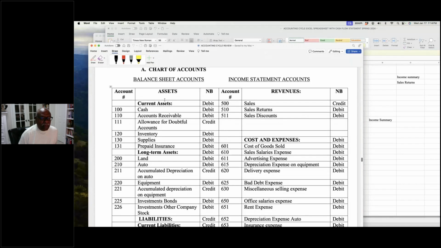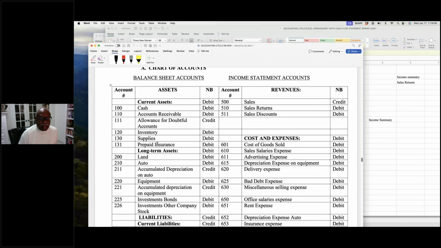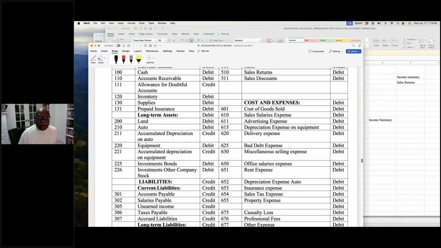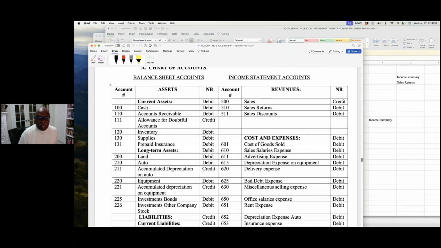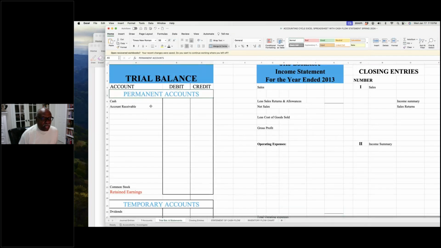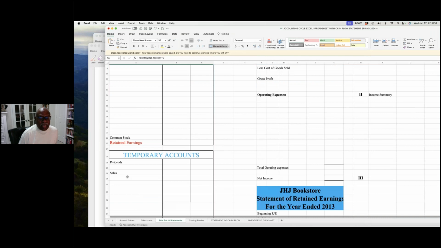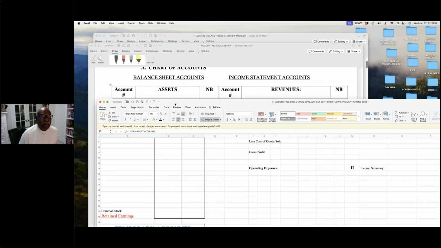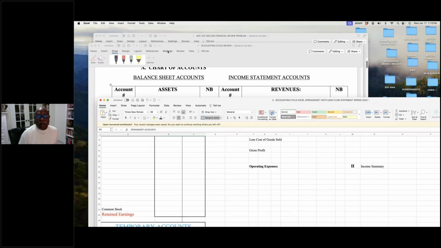Cash, liabilities, stockholders' equity. Then it comes to the revenues and expenses. So it's already set up for you. You just have to keep in that order. Sales, then all your expenses down here. Is that clear? Yes.